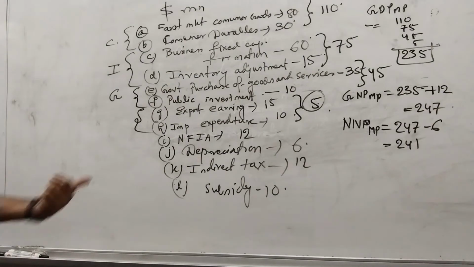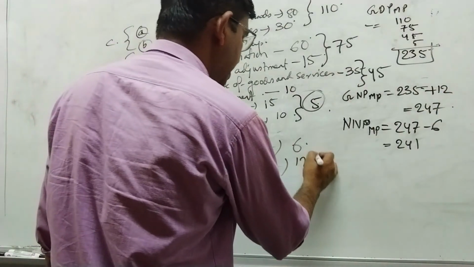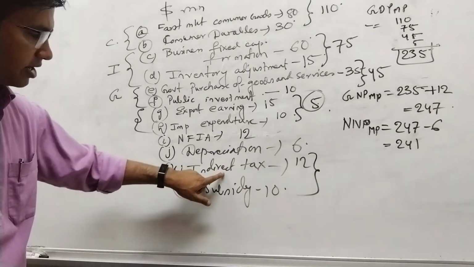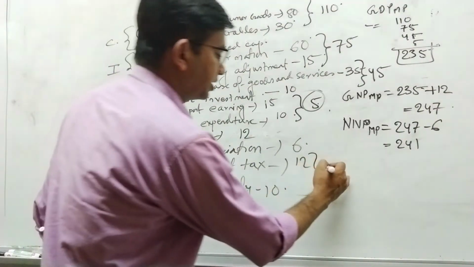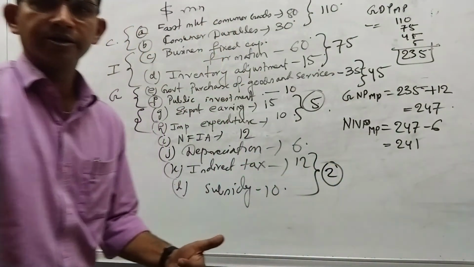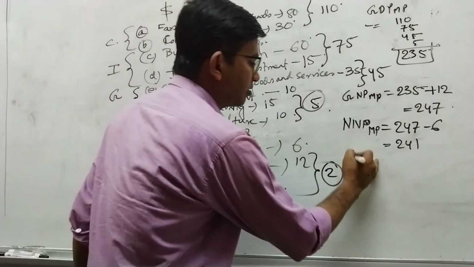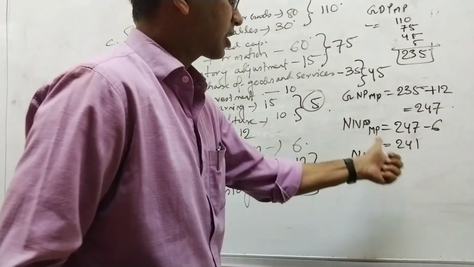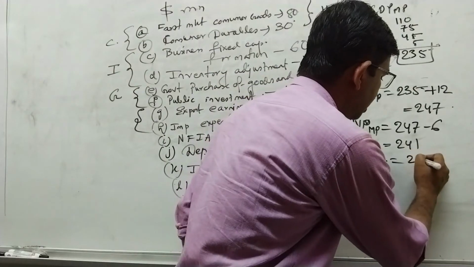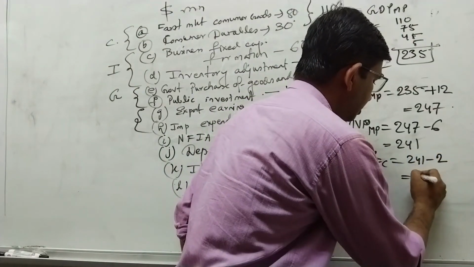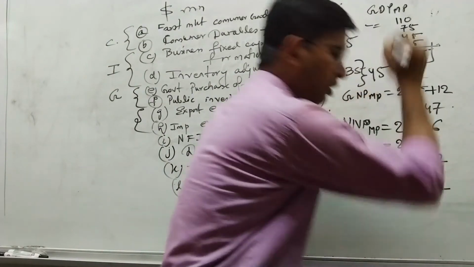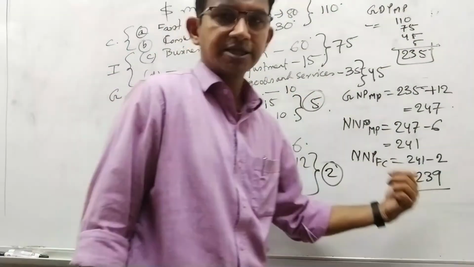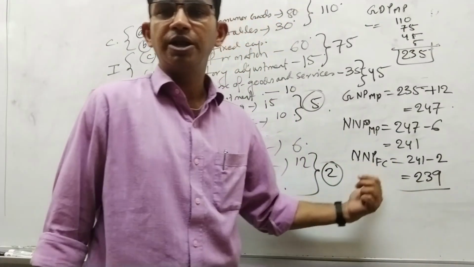And in the fourth stage, what is that? We have to find out the net indirect taxes. So net indirect taxes will be K minus L, indirect tax minus subsidy. So it is equals to 2 million. Okay. So finally, if we consider NNPFC equals to net national product at market price, that means 241 million minus 2 million equals to $239 million. So national income in this case from expenditure method is $239 million.